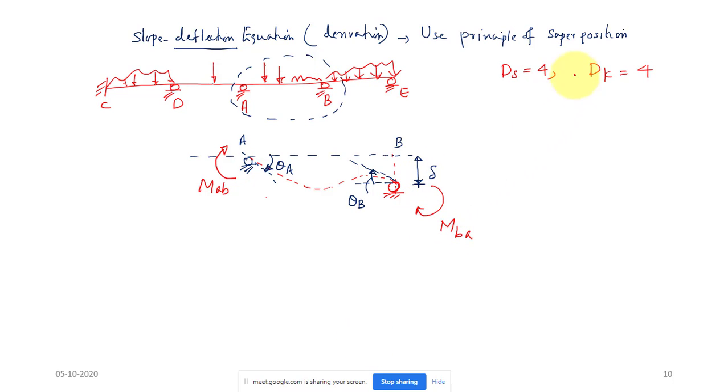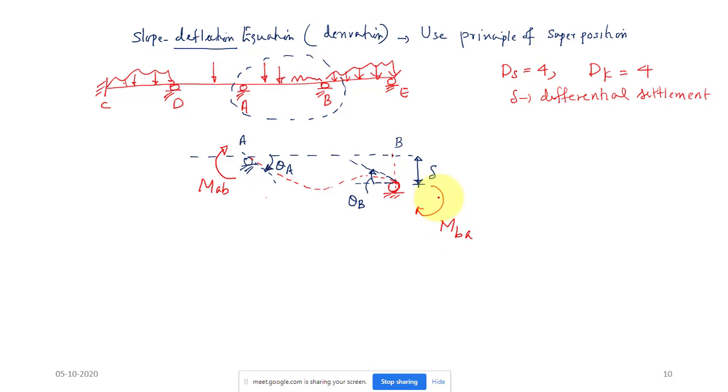So delta is nothing but the differential settlement, because this support is not moving, it is keeping the original position, but this support B is moving relative to this one. It is a relative displacement of support B with respect to A. Initially both are at the same level, but in this deformed shape I have considered only one support moving.